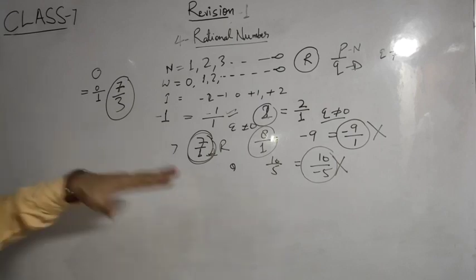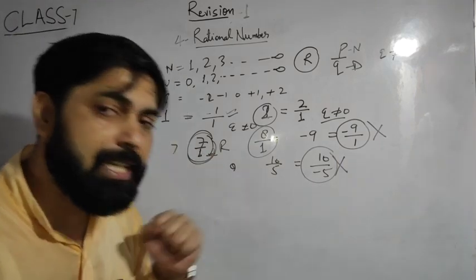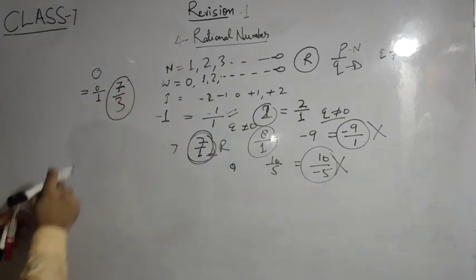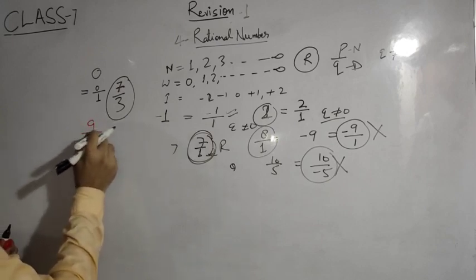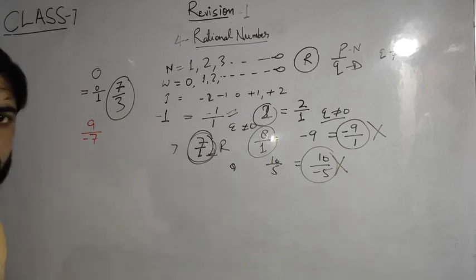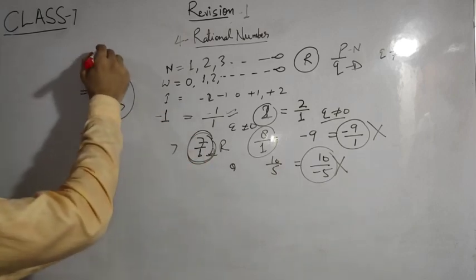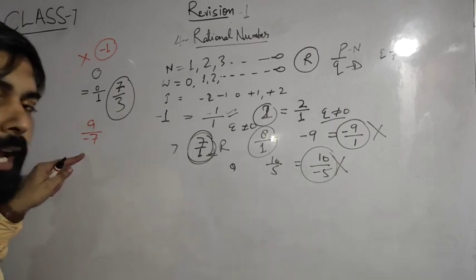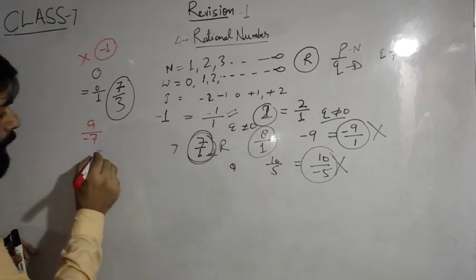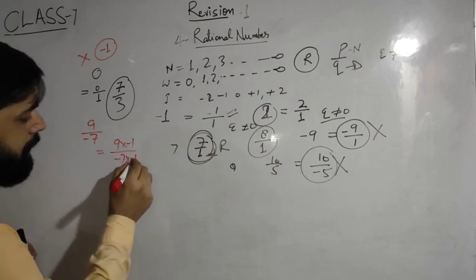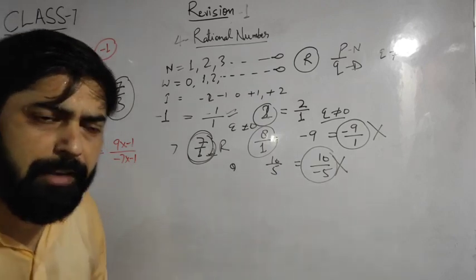Next, how can we write any rational number with a positive denominator? Suppose he has given 9 upon minus 7, and the question is saying write with the positive denominator. How can we write this number with a positive denominator? We have a method: multiplying by minus 1 in both numerator and denominator. When we multiply by minus 1, we can change the negative denominator into a positive denominator.